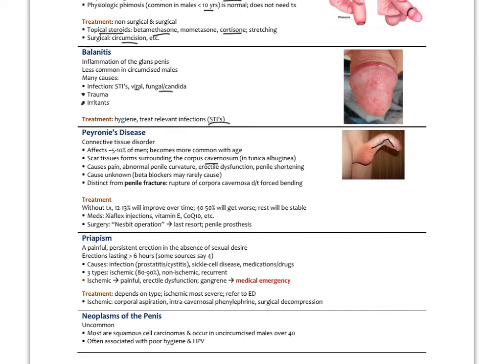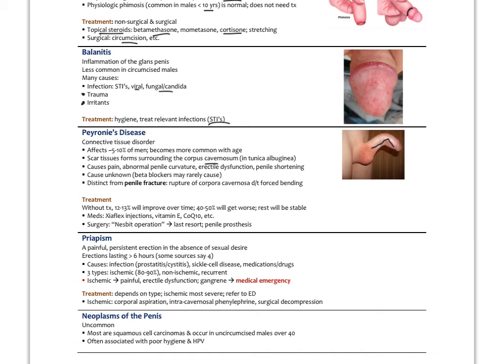It's not from a fracture. You can actually have a penile fracture, which is where the corpora cavernosa, due to trauma, break open. But this is from scar tissue and connective tissue being deposited there. Without treatment, about 10 to 13% will improve over time. However, up to 50% will get worse, and the rest will be stable. In terms of treatments, medication, there are different injections. Vitamin E, CoQ10 have all been used. There's a surgery called the Nesbit operation, which is kind of a last resort. It can also install a penile prosthesis to straighten the penis.